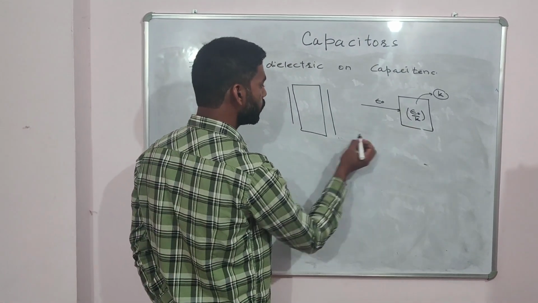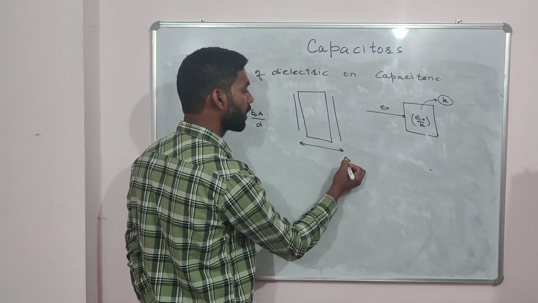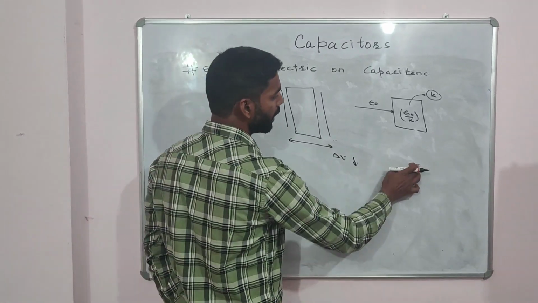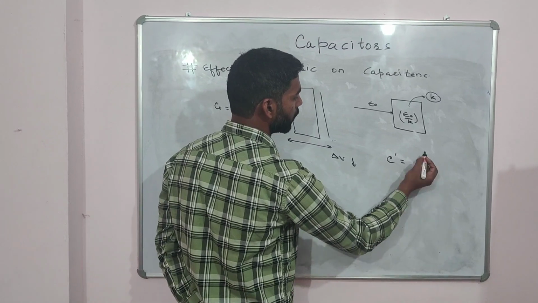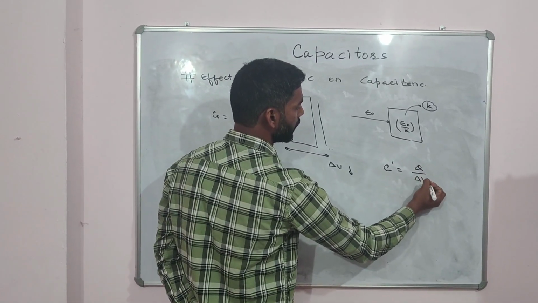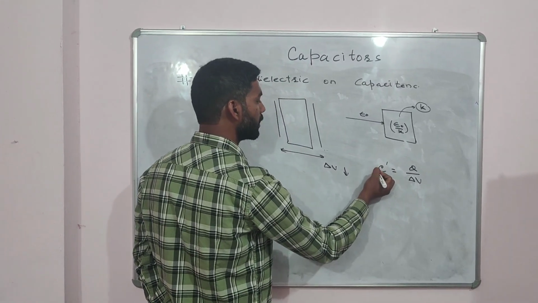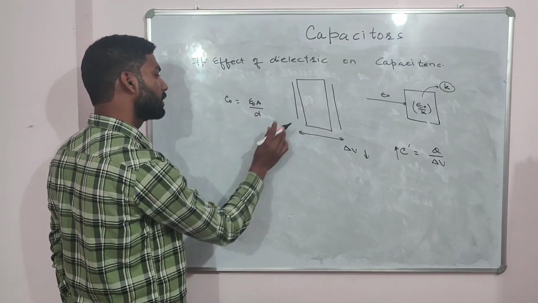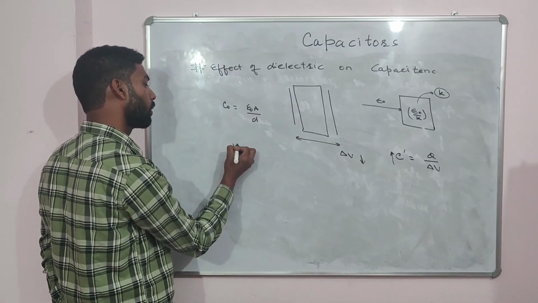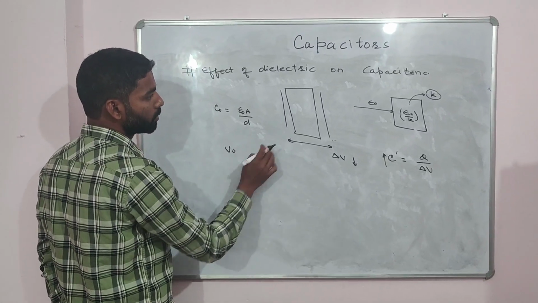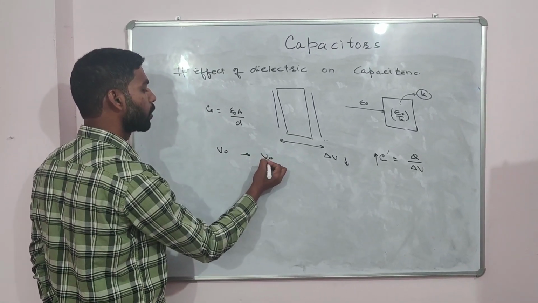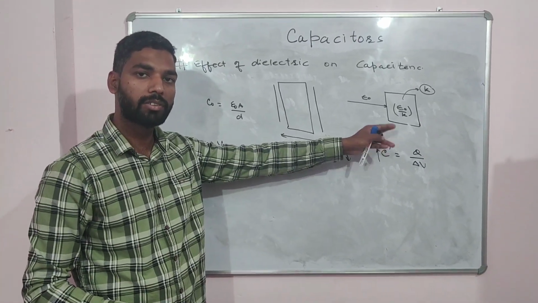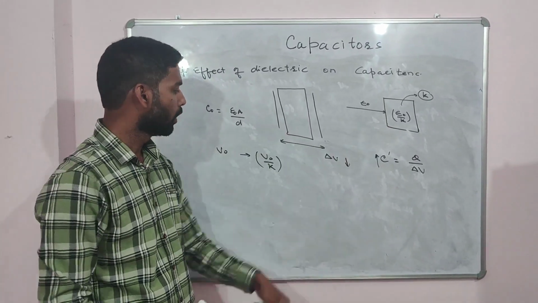If the electric field reduces, that means the potential difference will be reduced. Then the capacitance of the system, C dash, is equal to Q by delta V. This has reduced, so the capacitance will increase. How will it increase? Initially this potential difference was V naught. Now this potential difference will be V naught by K, because the electric field has decreased by the factor of K, so the potential difference will also decrease by the factor of K. So V naught by K.